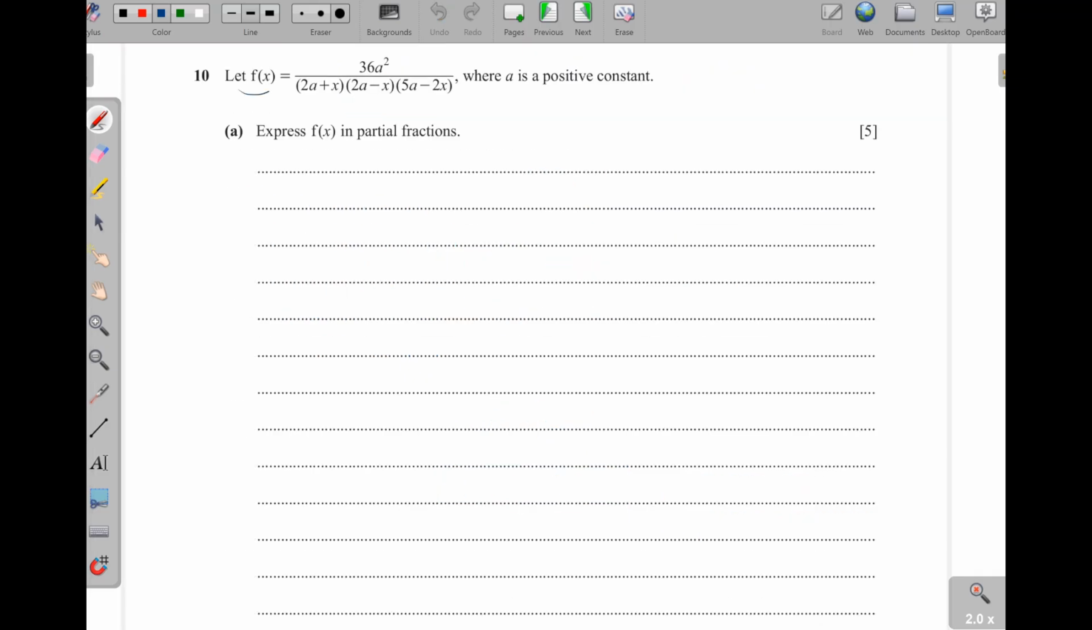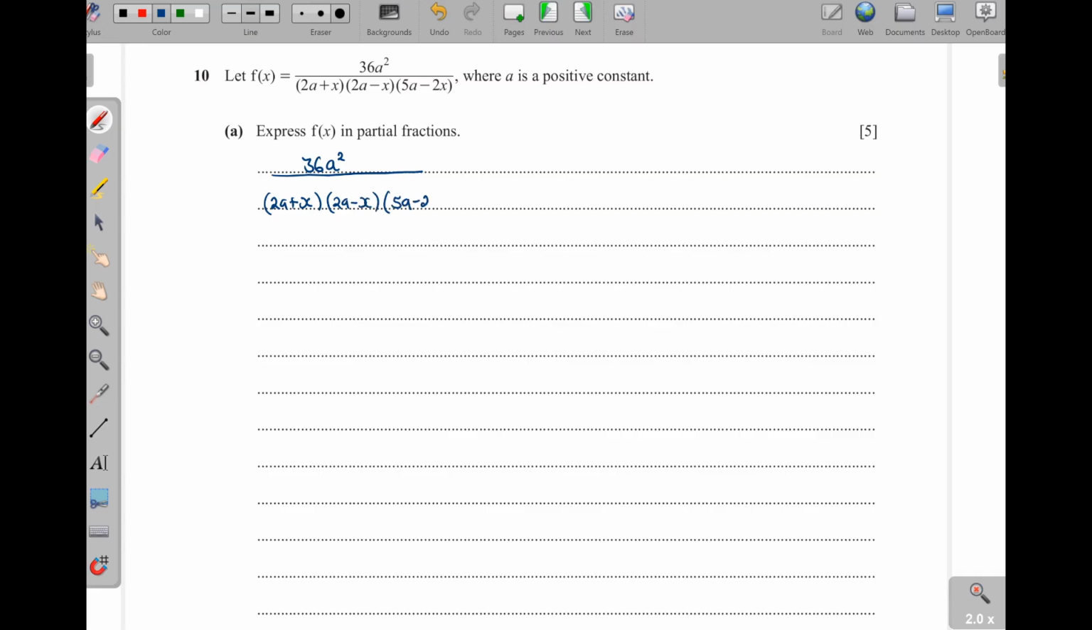Question 10. Let f of x be equal to this, where a is a positive constant. Part a: express f of x in partial fractions. Now, of course, if they give you partial fractions in part a, then the next part can come from either integration or binomial expansion. But we did binomial expansion at first, so this one probably has to be integration. But let's do this one here. This one is going to be 36 a squared, then out of 2a. All of these ones in the denominator are linear factors.